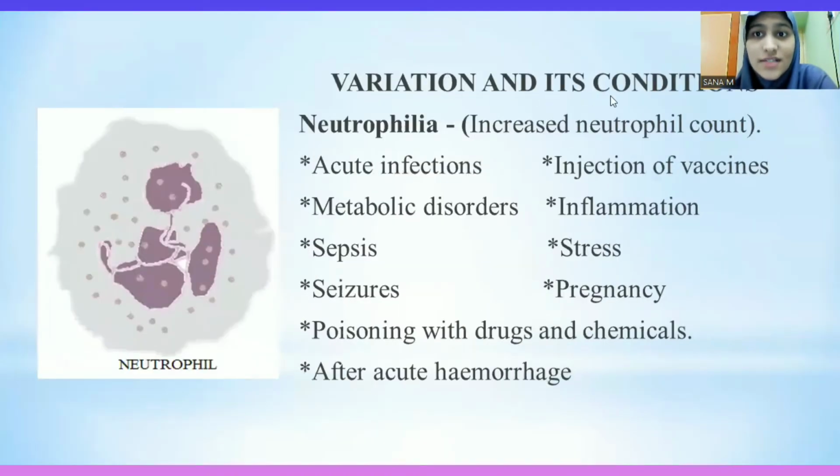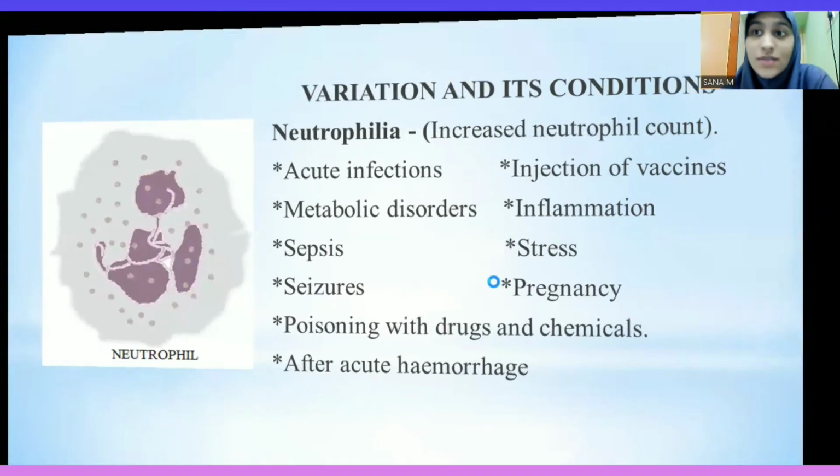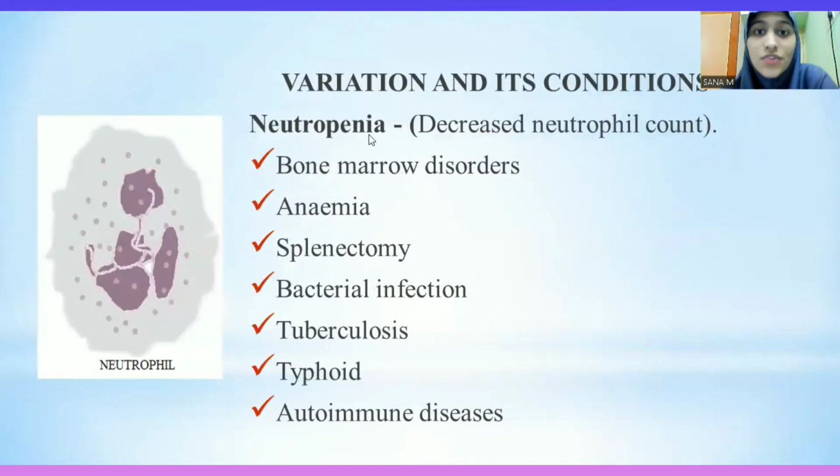Coming to variation and its conditions. Neutrophilia means increased neutrophil count. Conditions are acute infections, injection of vaccines, metabolic disorders, inflammation, sepsis, seizures, stress, pregnancy, poisoning with drugs and chemicals, and it occurs after acute hemorrhage. Now coming to neutropenia. This is decreased neutrophil count. Conditions are bone marrow disorders, anemia, splenectomy, bacterial infection, tuberculosis, typhoid, and autoimmune diseases.